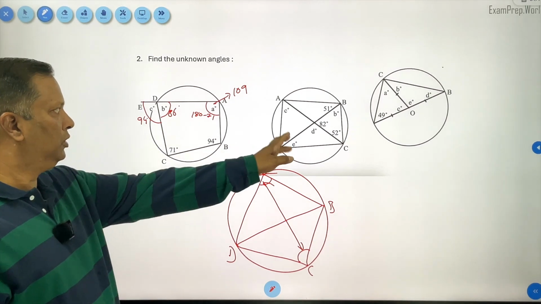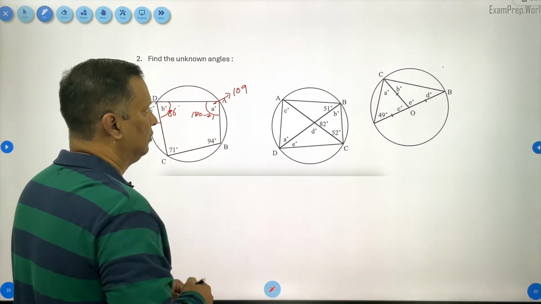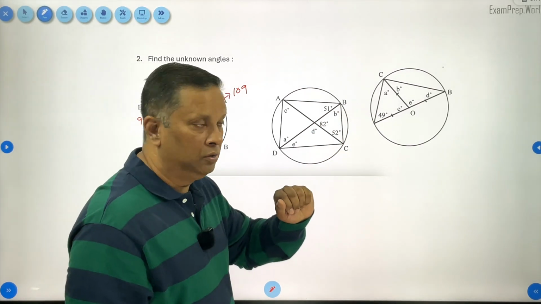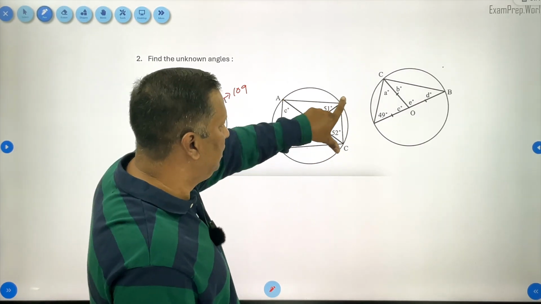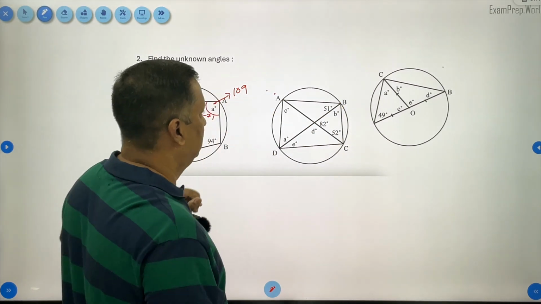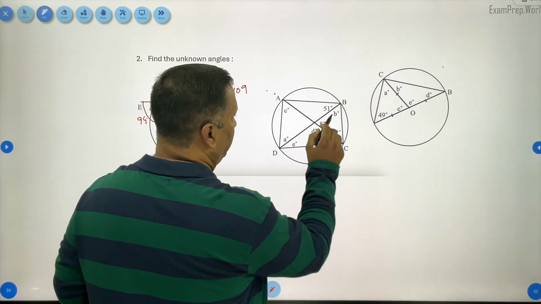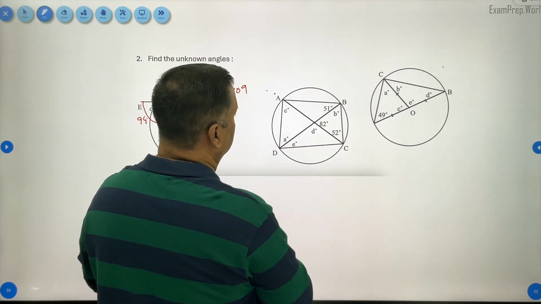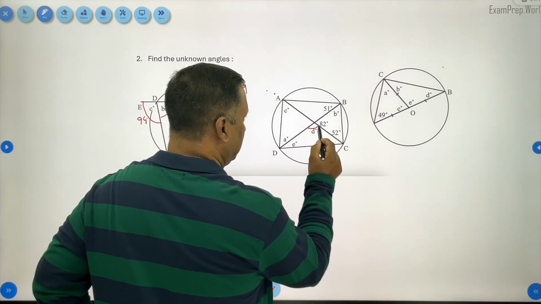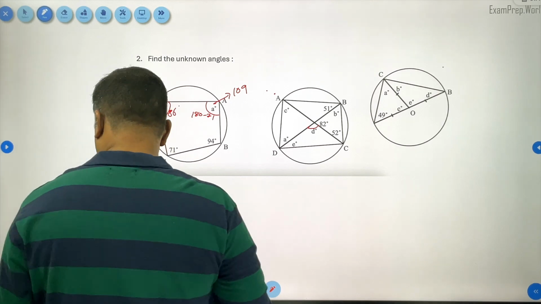Now let's go for this one. There are how many chords? 4 chords. AB is a chord, BC is a chord, DC is a chord, AD is a chord. They are asking us A, C, E. So first we will find this D, because this is a straight line. Let me zoom it for you.